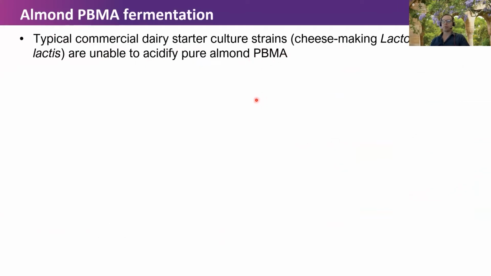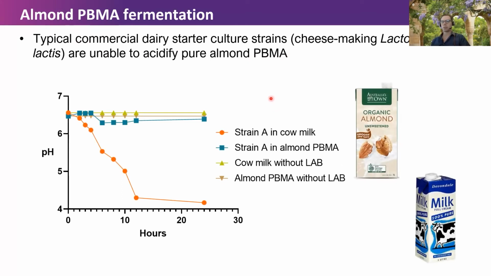So we took one of our dairy strains, because we've done a lot of work on starter cultures in the dairy industry, put some of them into almond milk, and monitored the pH over time. And this is one of the strains. When we put it into cow milk, the pH falls quite well. They're able to acidify that milk and produce lactic acid. But when we put that strain into almond milk, the blue line here shows that it doesn't produce any acid in that product. It's unable to grow. So we can't just use the typical dairy starter cultures for these plant-based milks.